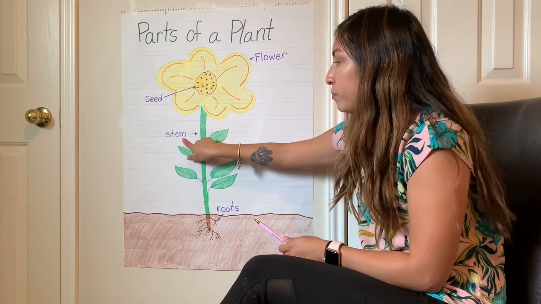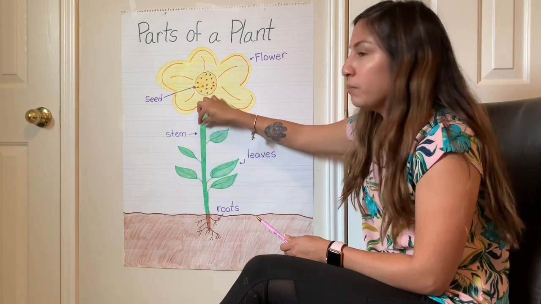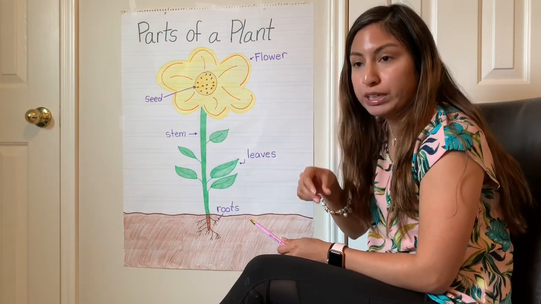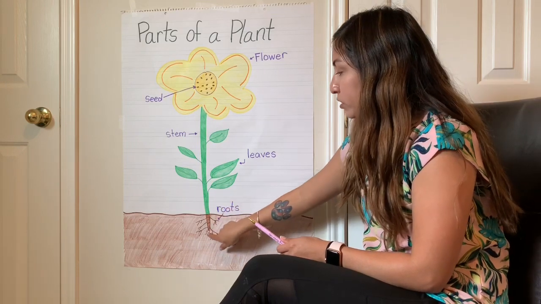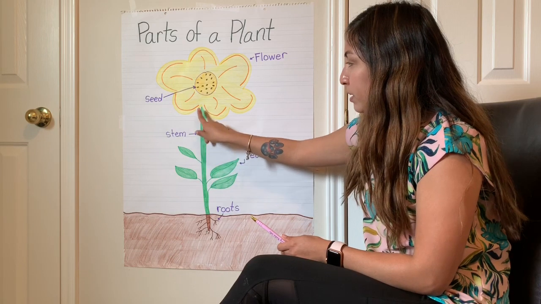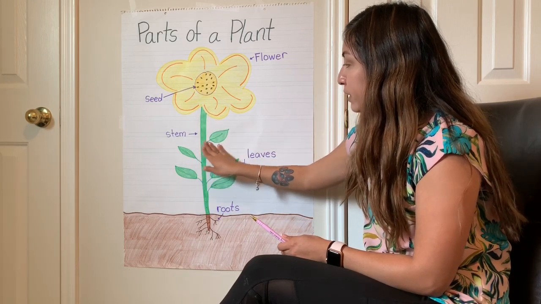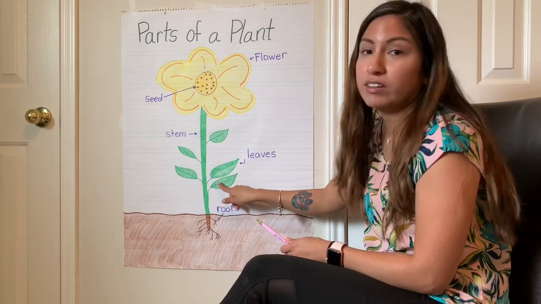S-T-E-M, stem. And so the water will go up the stem, kind of like a straw when you're drinking from a straw. So the water starts here, and the stem sucks it all the way up, all the way to the leaves and the flower. And so yeah, these here are the leaves.